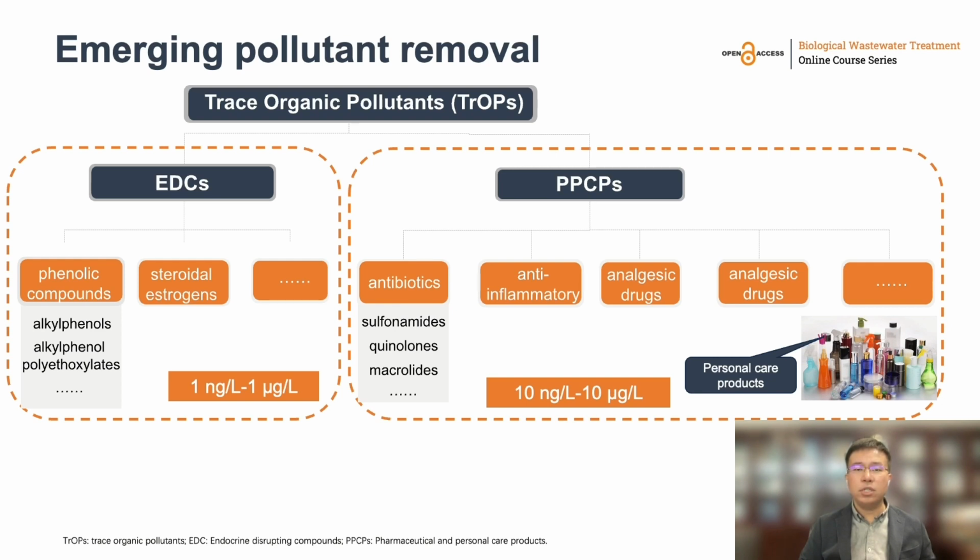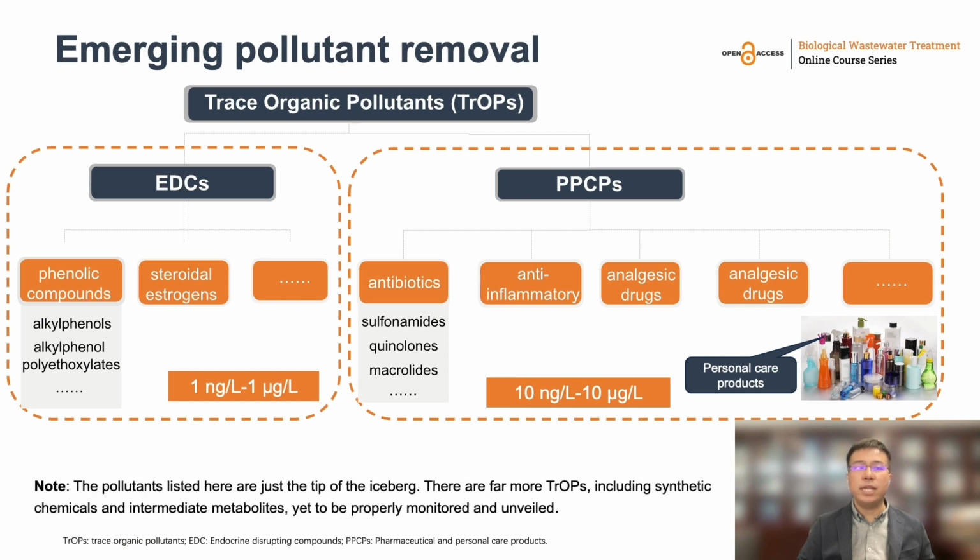The individual concentrations of the known EDCs in the municipal wastewater typically range from 1 nanogram per liter to 1 microgram per liter. The individual concentrations of detectable PPCPs are usually 10 nanogram to 10 microgram per liter. It is noteworthy that the pollutants listed here are just the tip of the iceberg. There are far more TROPs yet to be properly monitored and unveiled.